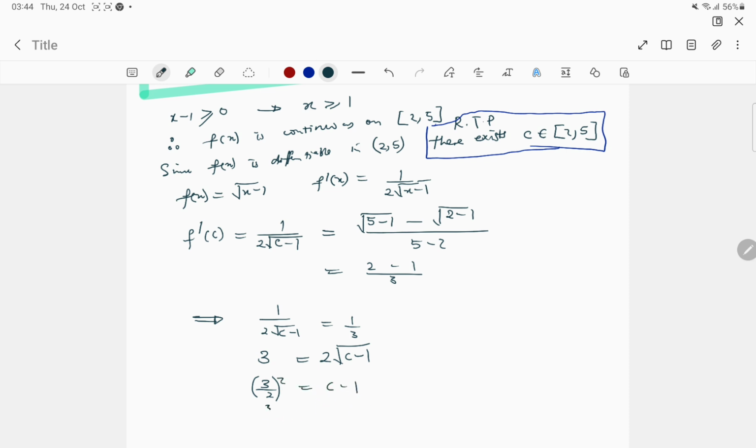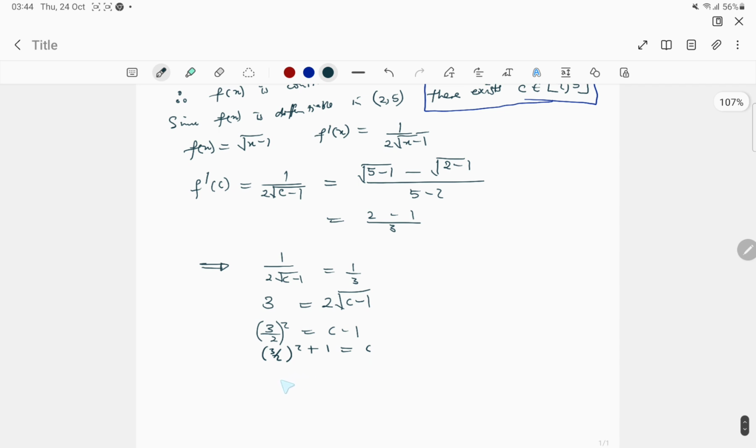So (3/2)² + 1 is equal to c, which is 9/4. 9/4 plus 1 gives us what? That's 4 plus 9, that's 13. So 13/4.